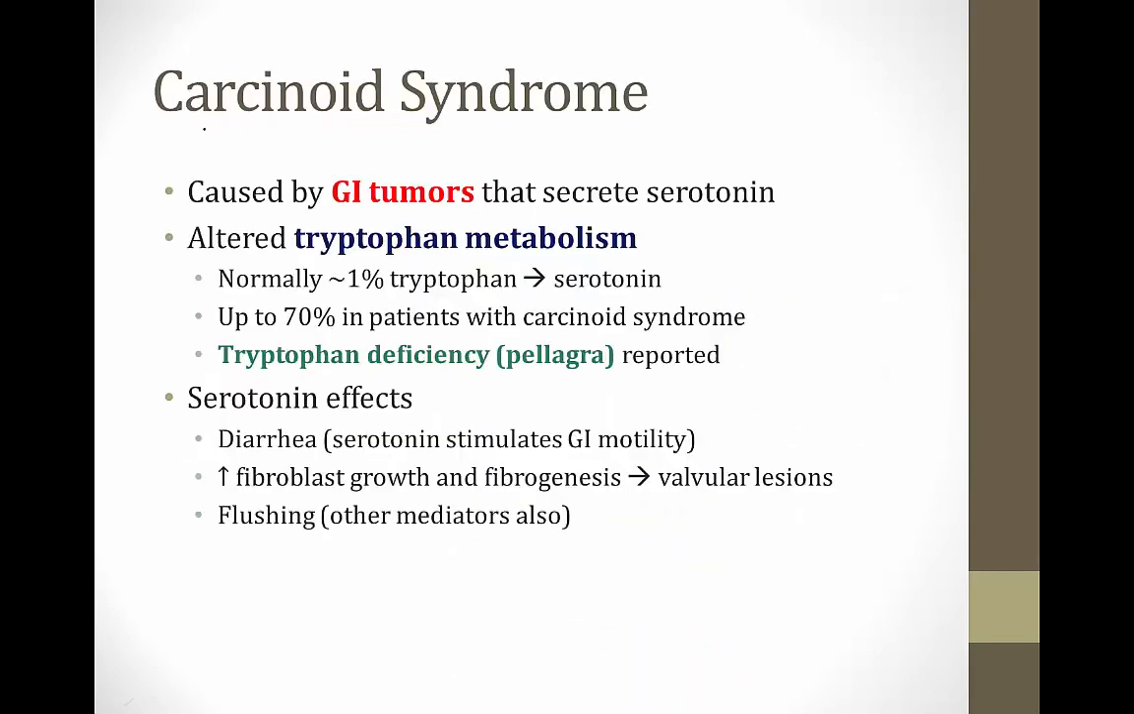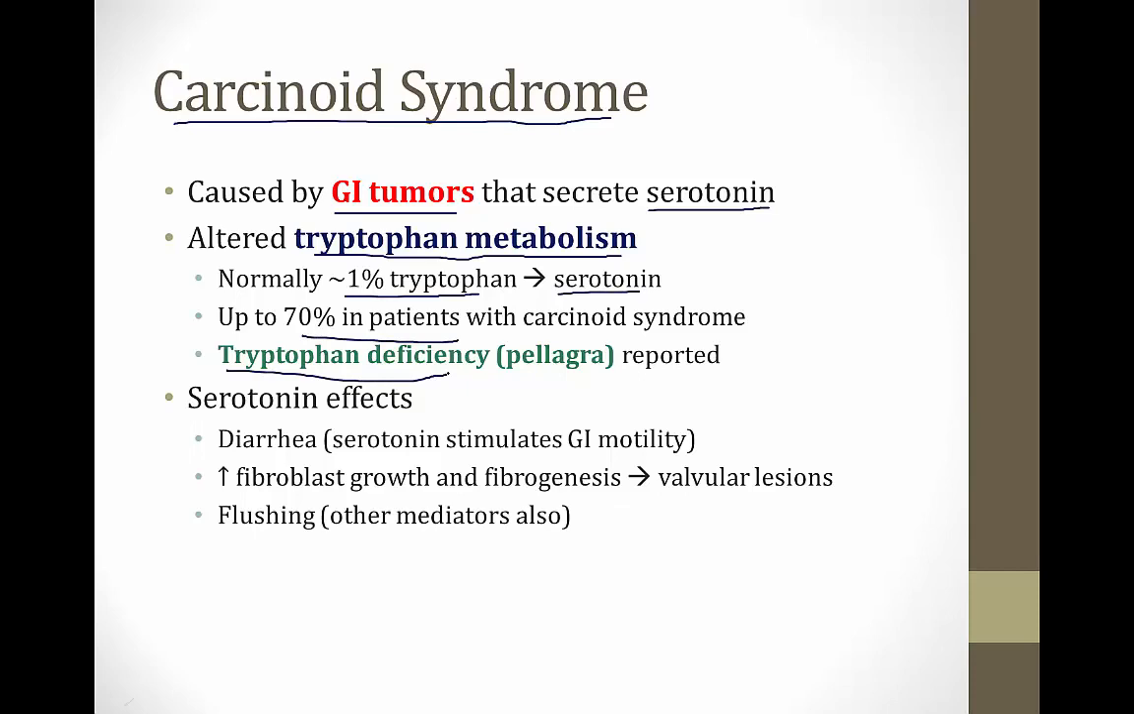An important clinical tie-in of tryptophan metabolism is the carcinoid syndrome. This is caused by GI tumors that secrete serotonin, and these tumors display altered tryptophan metabolism. Normally, only about 1% or so of tryptophan inside of cells is converted to serotonin. In carcinoid tumors, up to 70% of the tryptophan can be converted to serotonin, and in fact, tryptophan deficiency has been reported among patients who have the carcinoid syndrome.